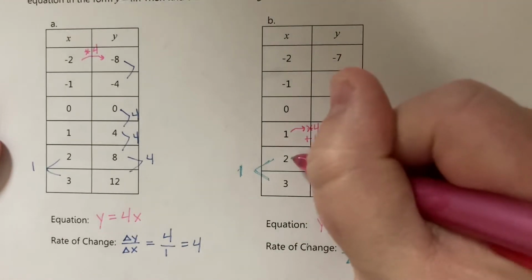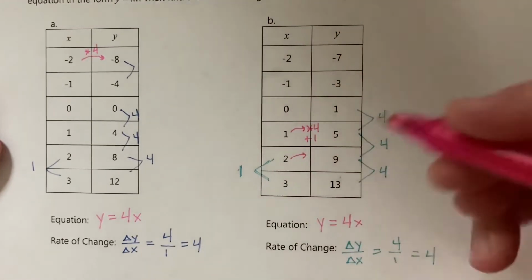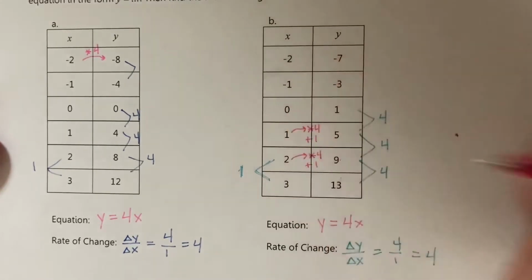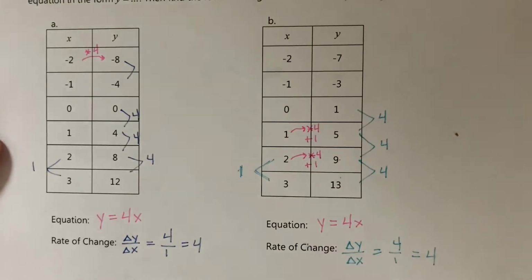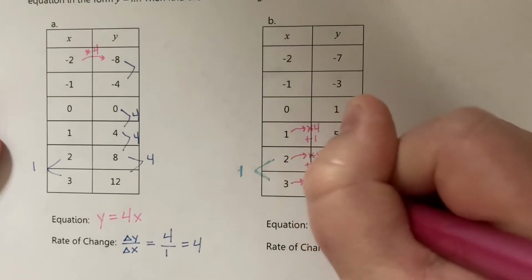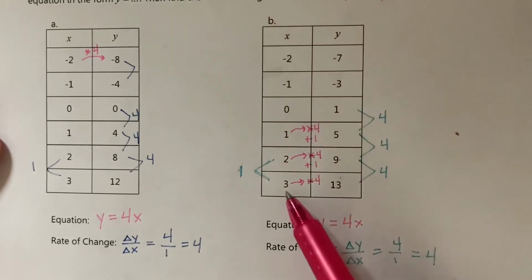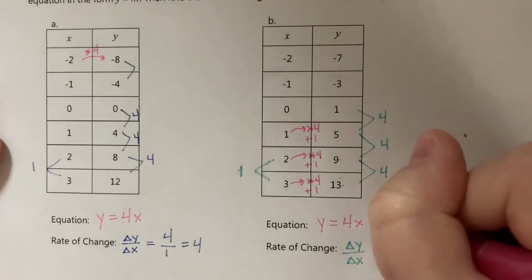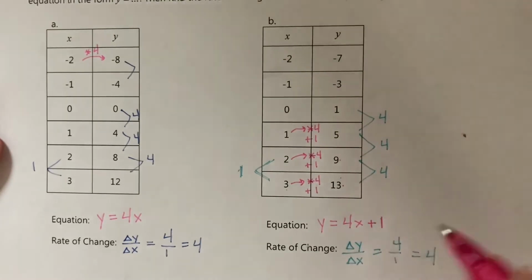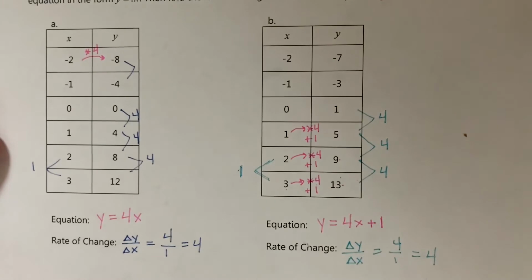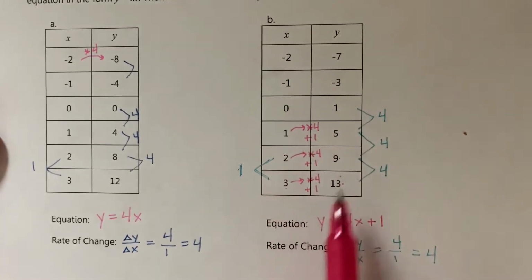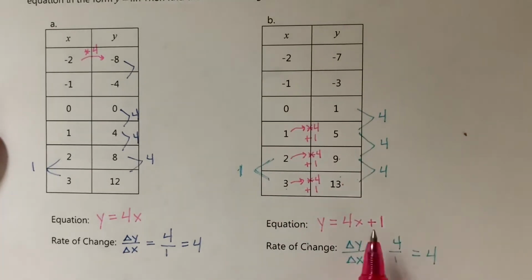So 2, and again, I got the 4 because that's the rate of change. 2 times 4 is 8. Oh, and then I need to add 1 to get 9. So it looks like this is a pattern. We always want to try it out a third time just to make sure. 3 times 4 is 12. Then if I add 1, I'd get 13. So I think all we need to adjust this is 4x plus 1. So the rate of change helped us find that 4x, but then we had to sort of play around with it to figure out that plus 1. You had to do some problem solving with these.